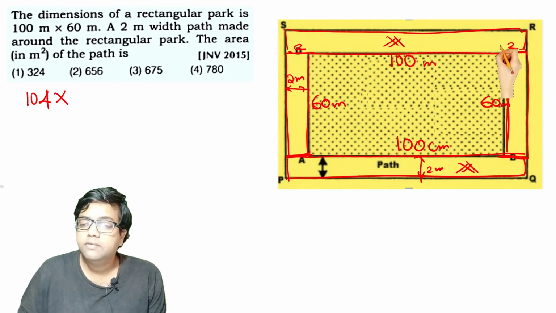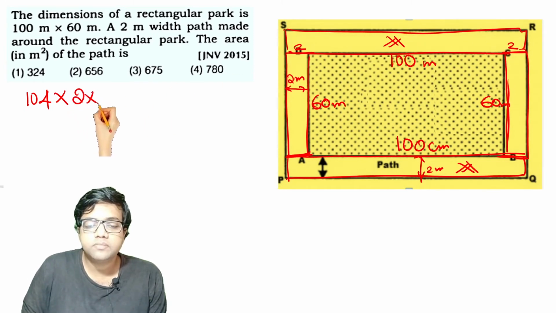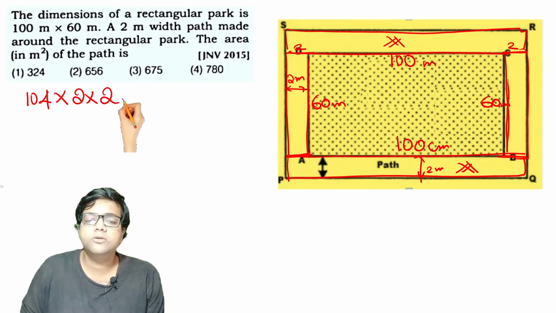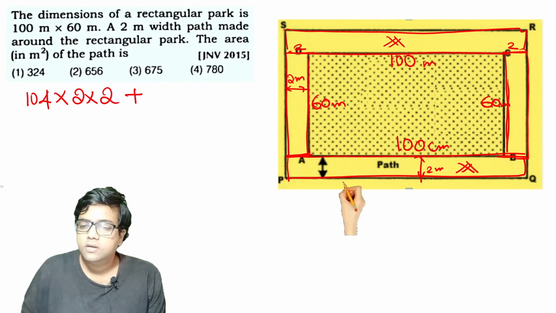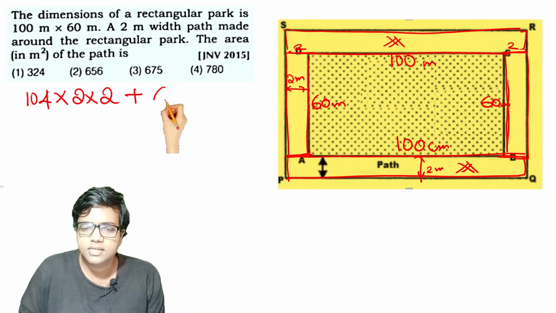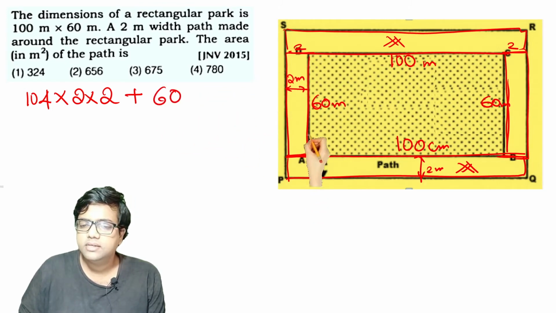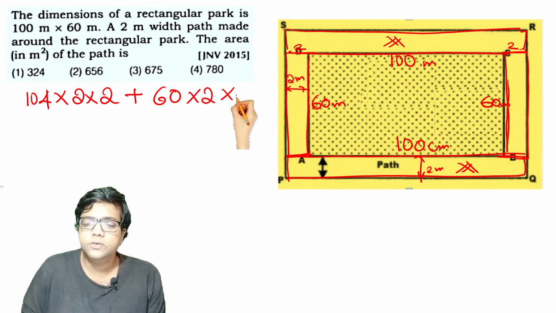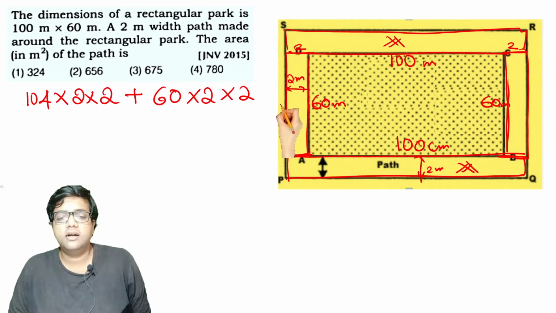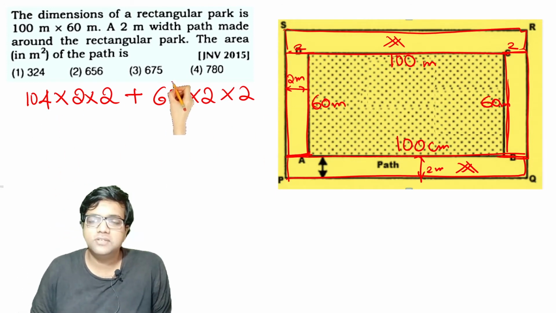And what will be the width? Width is only 2 meters. And how many such rectangles are there? 2 rectangles are there. So multiply by 2. Plus, what is the length of this other rectangle? 60 is the length of this rectangle. What is the breadth? Which is 2 meters only. And how many such rectangles are there? 2 rectangles are there. So you need to solve this expression, and after solving it, you will find the right answer for your question.